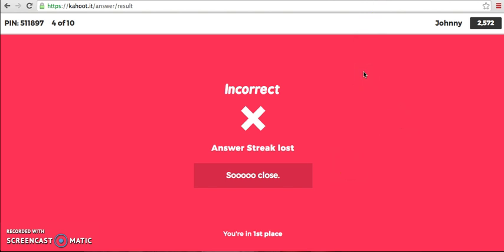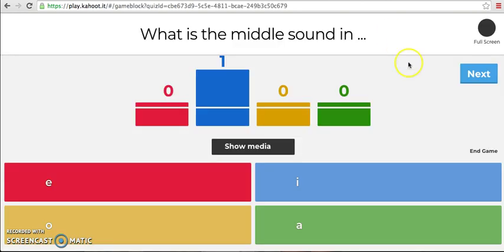They see the green check, they're happy. They see the red X, they kind of hide their iPad, which is fine. But once we go over it, we can say, uh-oh, somebody clicked an I. What should be the middle sound in bed? And we all sound it out together by clapping it, or if we have to, getting out our puppets. So it's a quick way to reinforce what sounds the vowels say.